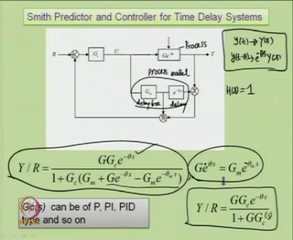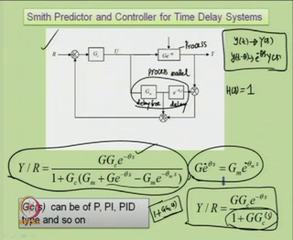Although the structure appears to be complicated compared to the earlier compensation schemes we have discussed, still the closed loop transfer function comes in a very simple form. If you look at the denominator, 1 + G_C G_m, based on the denominator it is very easy to design a controller for the Smith predictor and controller scheme.